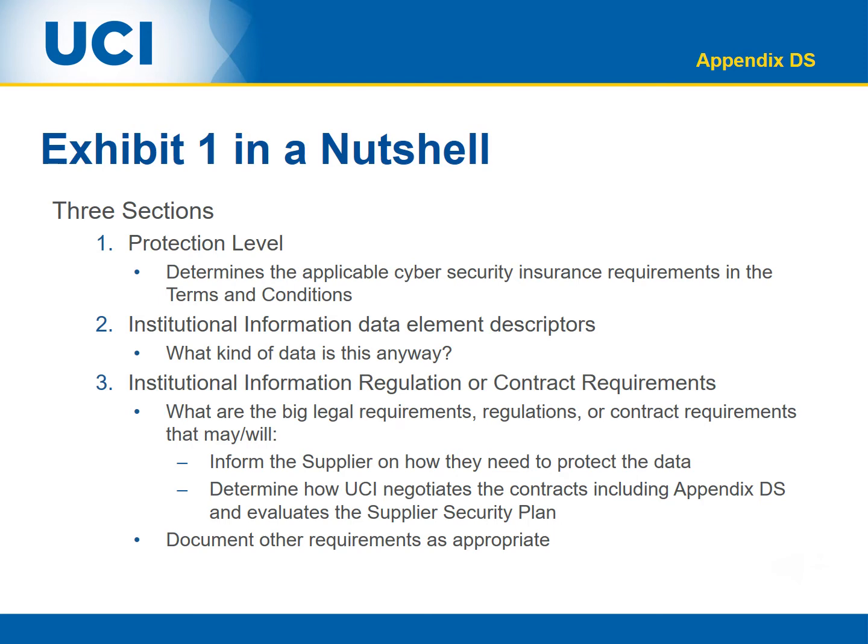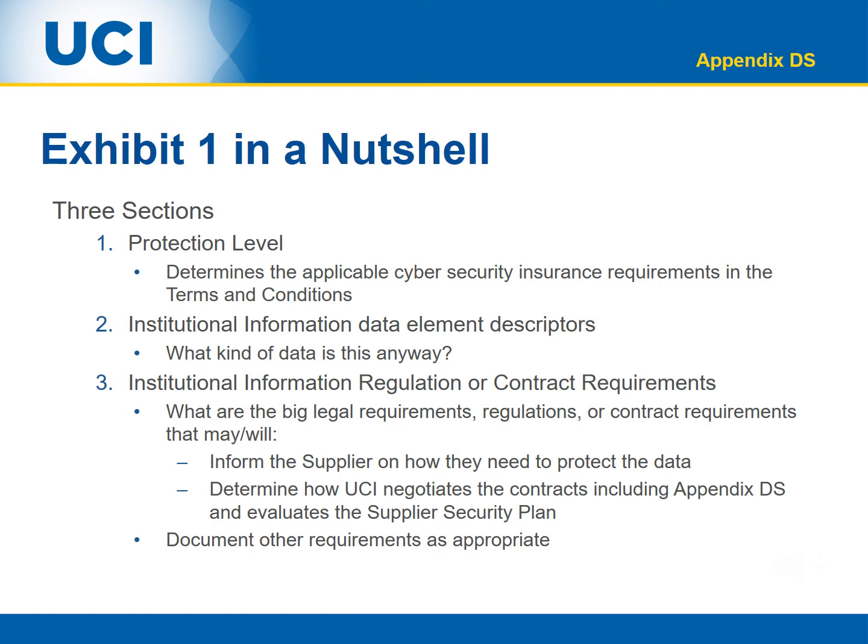Section 2 is the data element descriptors, and that basically is a bunch of boxes that help describe what kind of data this is. And we've pre-populated that with a lot of common data types that are used at the university, and we'll talk a little bit more about that in a moment. And then lastly, kind of tied to the types of data in Section 2, Section 3 specifically lists any laws, regulations, or contract requirements that are needed to protect that data. And that's really important to tell a supplier so they really know what their responsibilities are if they accept this data and work with us on this contract.